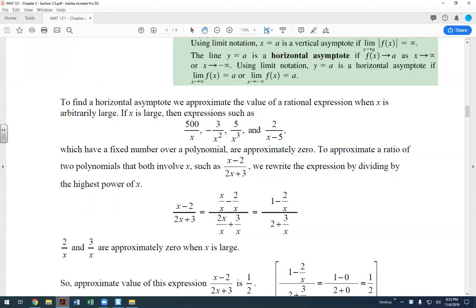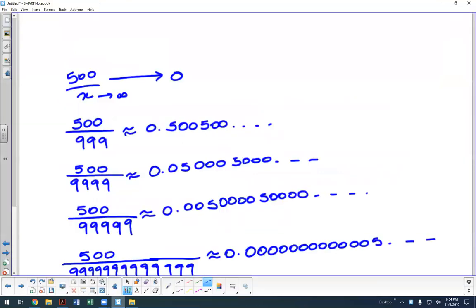But now what about something like this? So we've got x minus 2 over 2x plus 3, which means I have an x in the numerator, x on the denominator, right? So if my x in the denominator is getting large, then x in the numerator is actually also getting large at the same rate, which means I'm not going to be approaching 0 anymore because I've got x on the top and x on the bottom. So let's actually take a look at what happens. How do we find this horizontal asymptote?